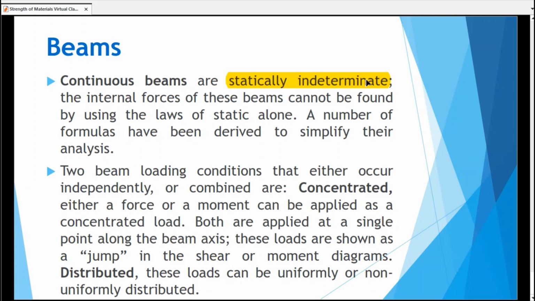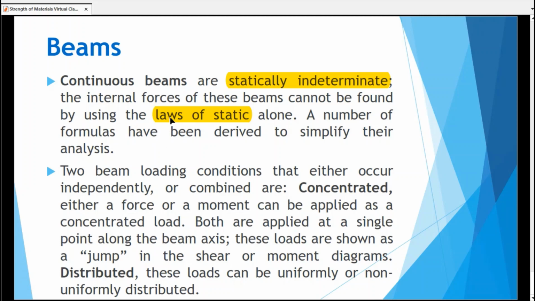Continuous beams are statically indeterminate. The internal forces of these beams cannot be found by using the laws of static alone. These laws of static are the ones that we spoke on physics about, Newton's laws, okay? So that's the logic. A number of formulas have been derived to simplify their analysis.